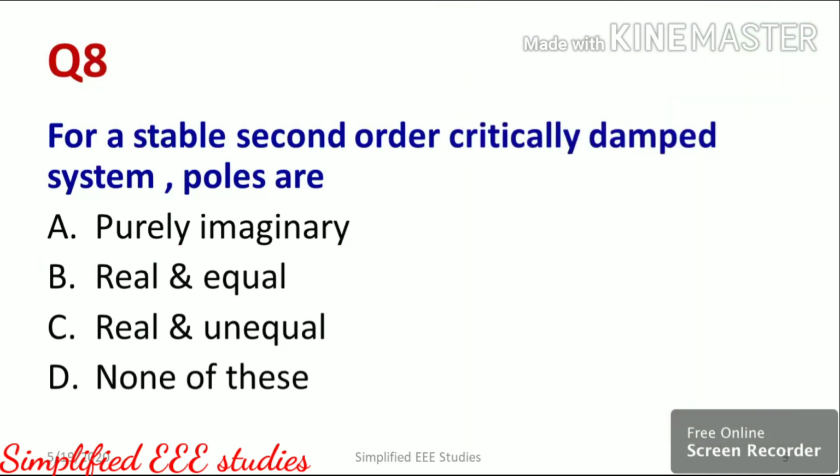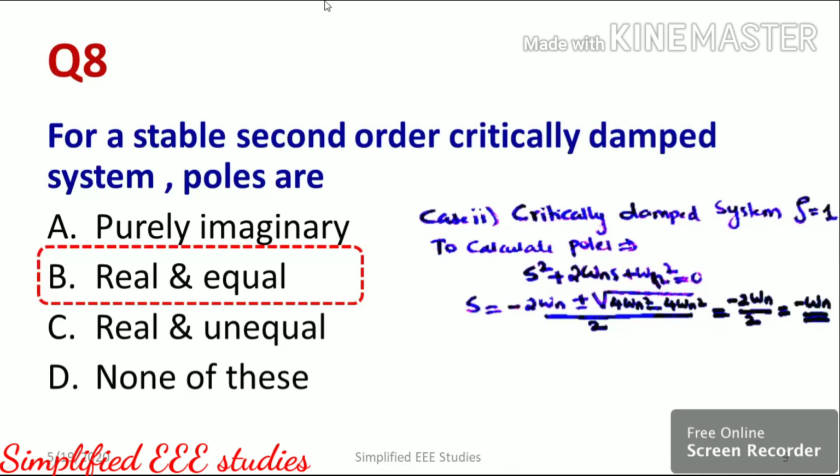Now moving on to question number 8. For a stable second order critically damped system, the poles are, which would be the right answer? I can go for option B, real and equal. Let us justify this particular answer. How will I be choosing option B? Now consider a critically damped system. I can put zeta equal to 1.